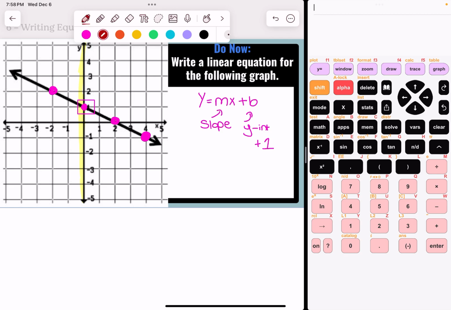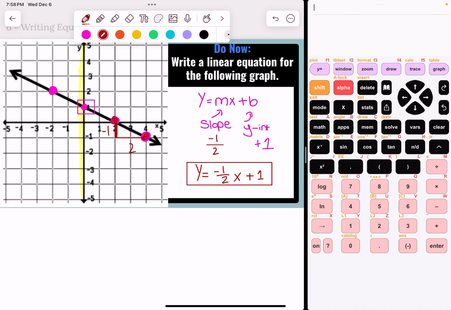So let me use these two down here that are close together. I go down 1 because my slope is going down, and I go to the right 2. So my slope would be, the rise is down 1, negative 1. The run is 2, negative 1 over 2. All right, and now to write our equation would be y equals, the slope is negative 1 over 2x, and our y-intercept is 1, so plus 1. And this is our equation of the line. y equals negative 1/2 x plus 1.